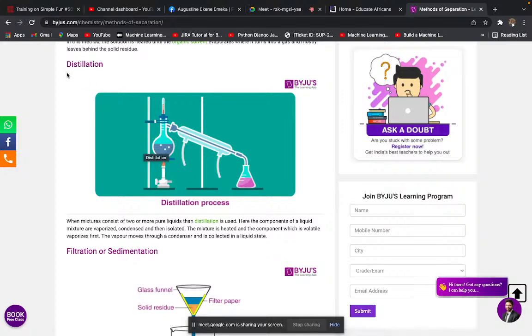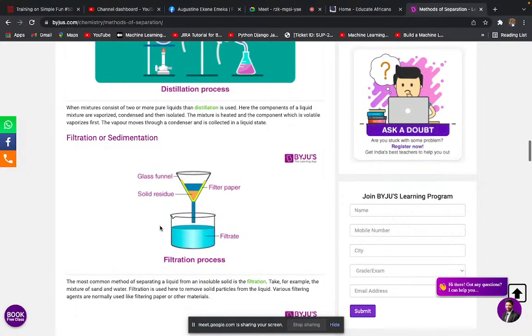There is an advanced way of doing distillation known as fractional distillation. In that case, you have miscible liquids, but their boiling points are very close to each other, and that is what you use for crude oil separation. In crude oil refinery, they use fractional distillation. So in normal distillation, their boiling points are very far apart. But when you have miscible liquids that have very close boiling points, you have to use fractional distillation.